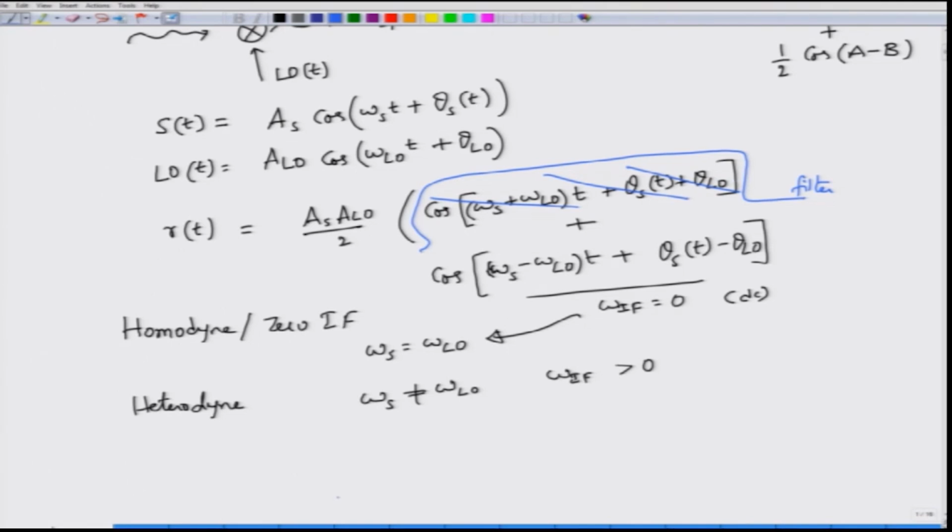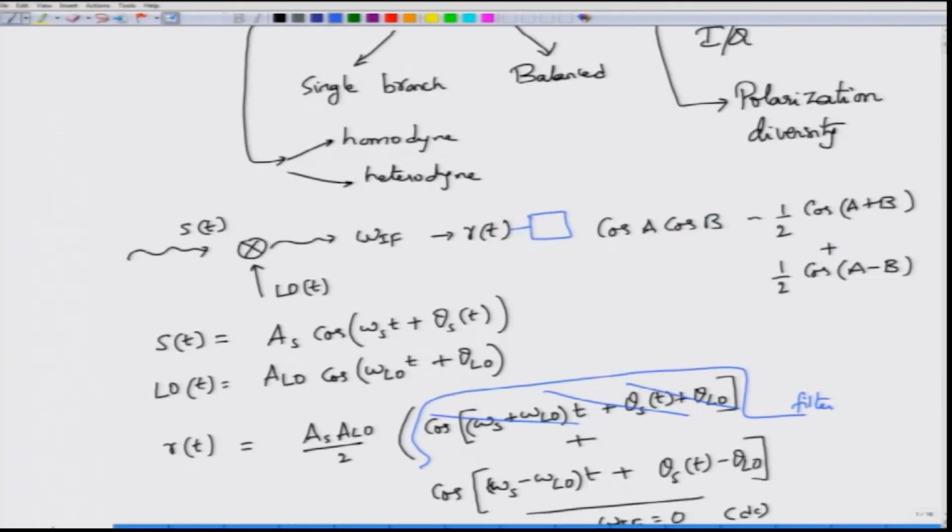So, a coherent receiver, or sometimes called a synchronous receiver, basically consists of a multiplier in order to generate a signal at omega IF followed by a filter. Okay. This filter will be centered at omega IF. It is essentially a band pass filter if omega IF is not 0, or it would be a low pass filter if omega IF is equal to 0. Now, this is a general receiver that you are probably familiar with.